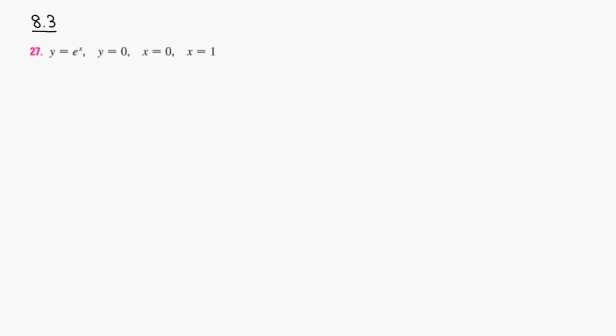Alright, let's look at section 8.3, problem number 7. We want to find the centroid of this given region. Let's first draw a picture here.